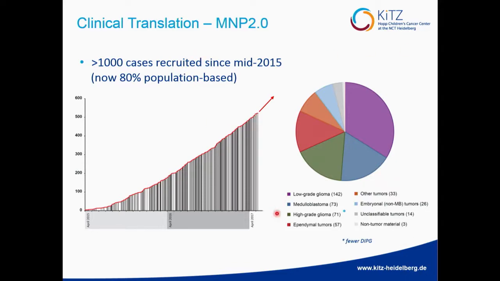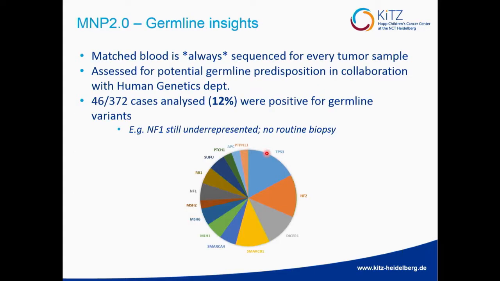So one of the numbers that we are pretty excited about is that we get to about 80% population-based recruitment across Germany. So it's across 50 different pediatric oncology centers for all newly diagnosed pediatric brain tumors.